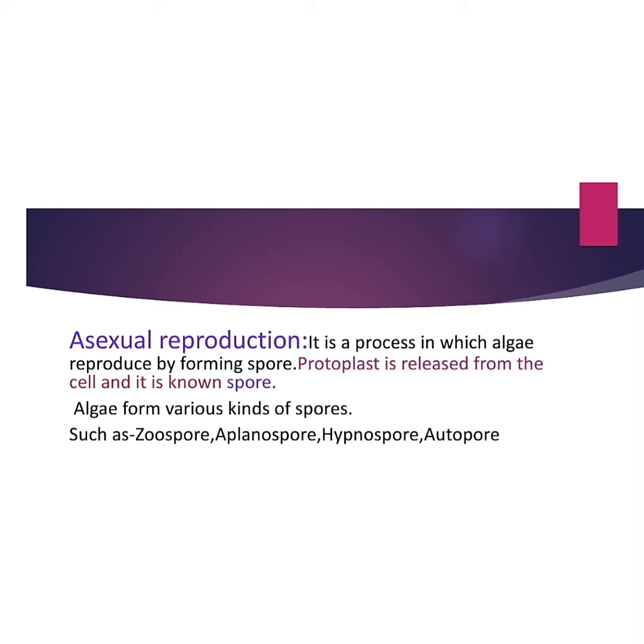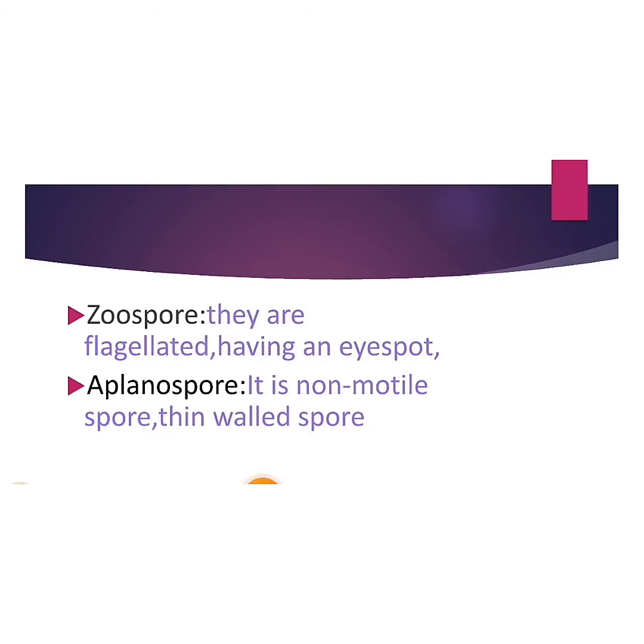Algae form various kinds of spores. Here I mention four types of spores. They are zoospore, aplanospore, hypnospore and autospore. Let's talk about those kinds of spores. The first one is zoospore. They contain flagella, so they are flagellated. They are able to move with the help of flagella. Zoospores that contain only two flagella are known as biflagellated, and those that contain more than two flagella are known as multiflagellated. Zoospores also contain an eye spot, which is also known as a stigma.